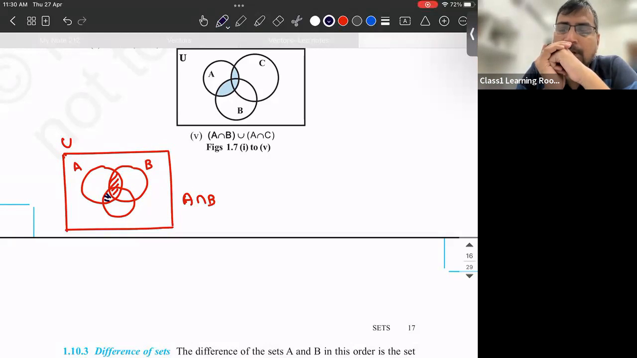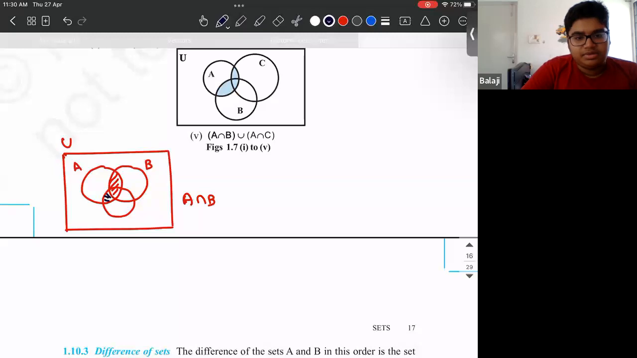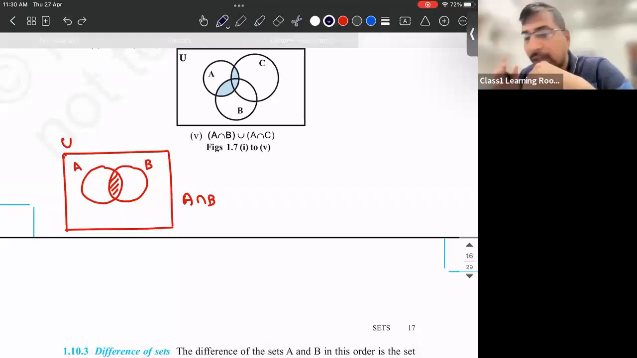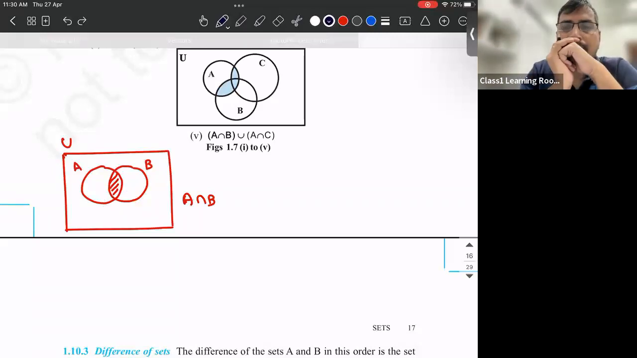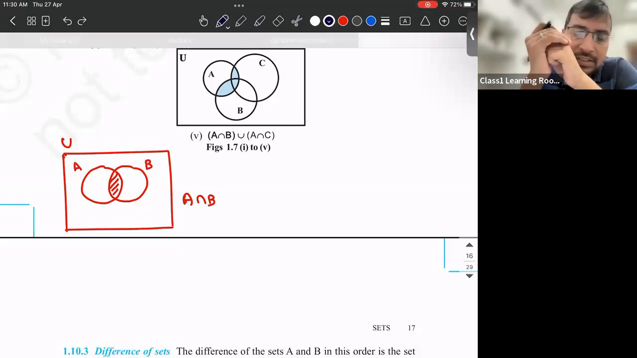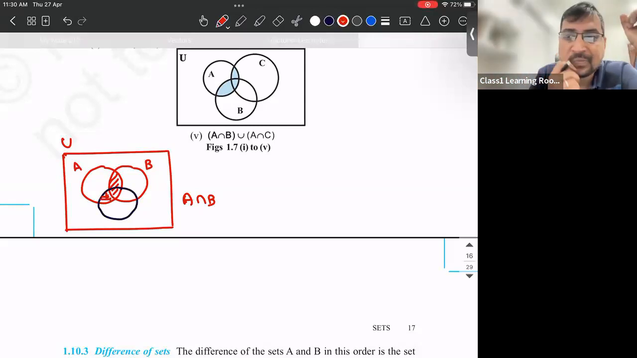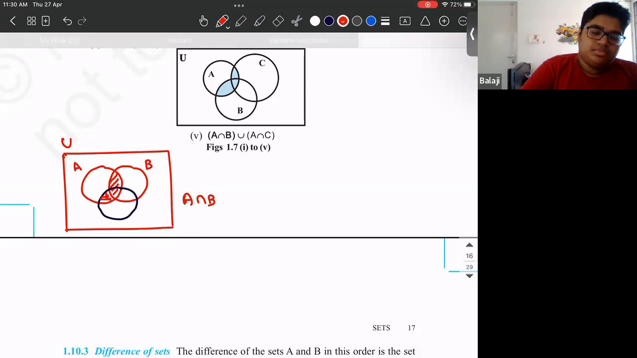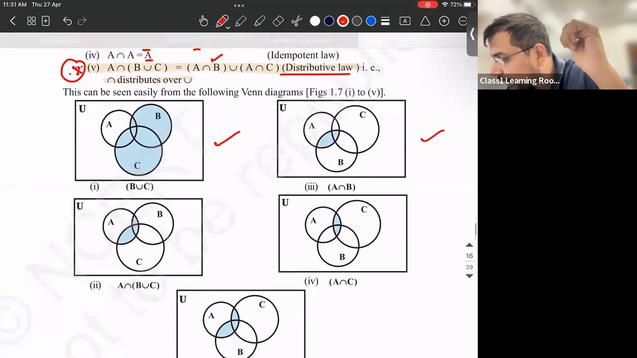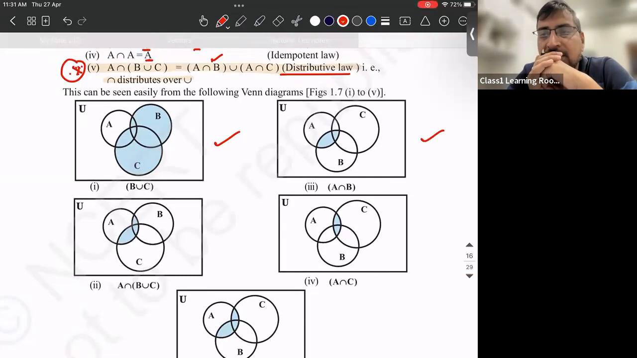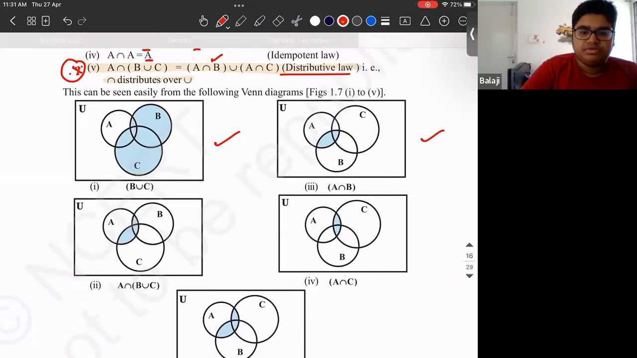Balaji, are you able to understand what I'm trying to say? Yes, sir. I could have written it as A intersection B intersection C, had the diagram looked like this with this part also utilized. But it is not utilized. That is the reason why it is only A intersection B. Guys, make sense? Yes, sir.